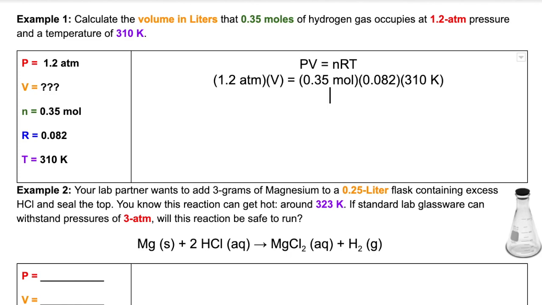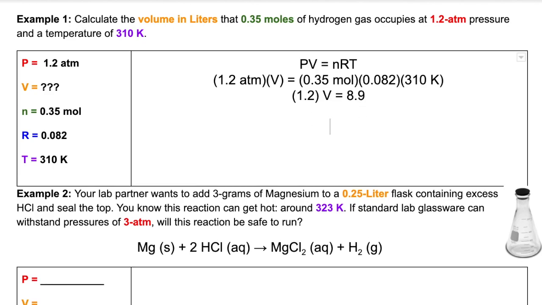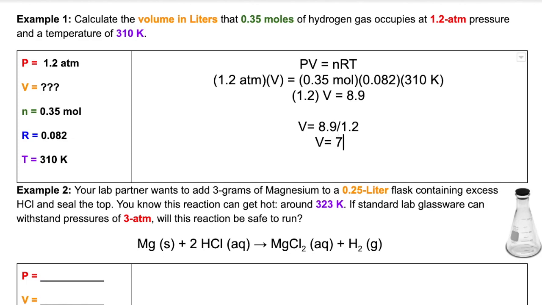So continuing our algebra, 1.2 times V is equal to, and this is where you'll do some math, 0.35 times 0.082 times 310, which is equal to 8.9. And then lastly, we'll divide by 1.2 on the other side, so V is equal to 8.9 divided by 1.2. And this will get us a volume of 7.4 liters. Make sure that you label your final answer. It's extremely important that you label your final answer.